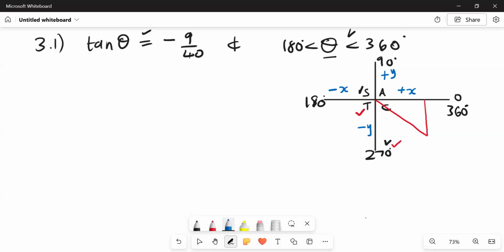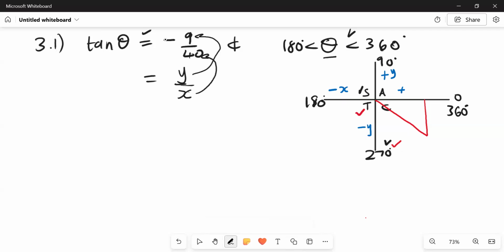So with that being said, we can conclude that this is made up of y over x according to the trig ratios. Meaning our y is 9, our x is 40. Our x is positive, so you will have positive 40. And your y is negative 9 according to this. So you have 40 and minus 9.